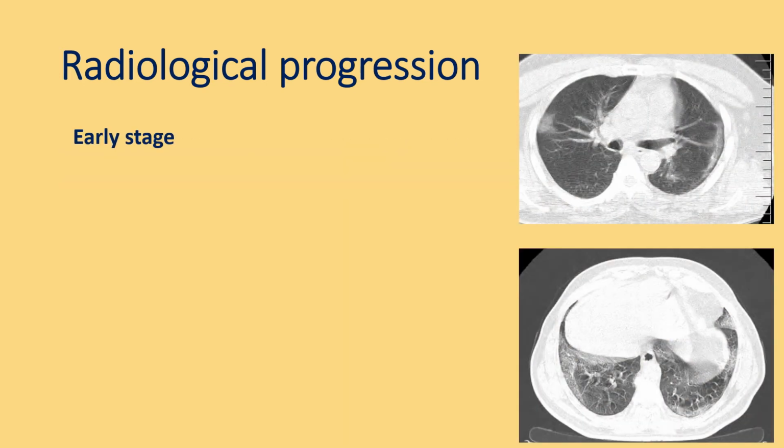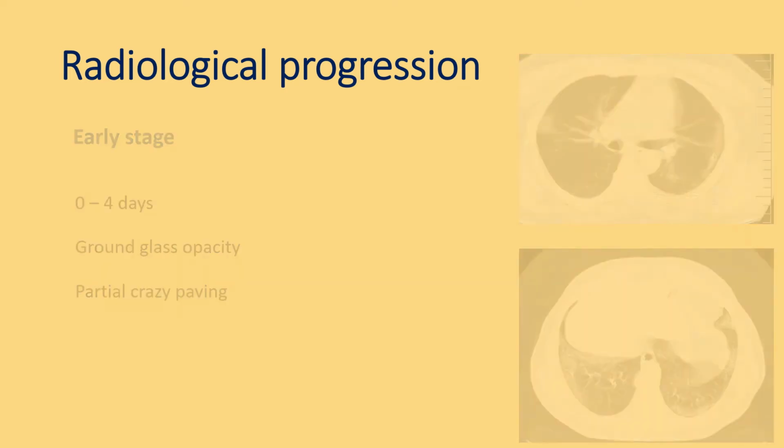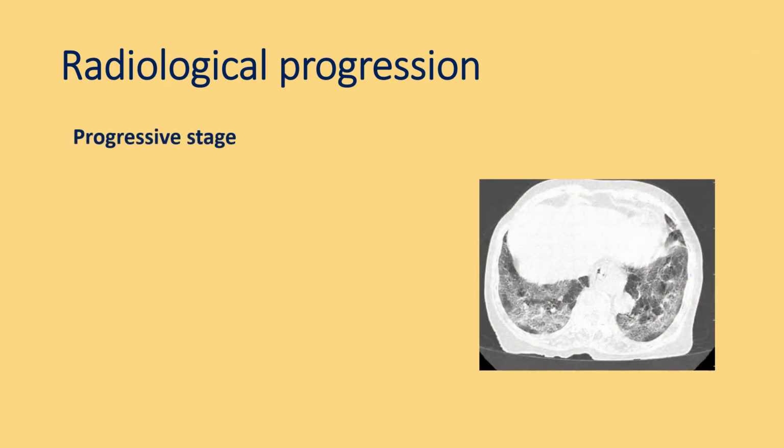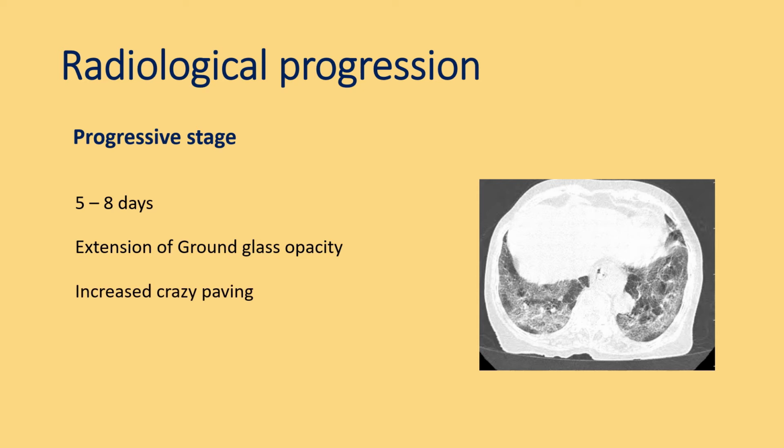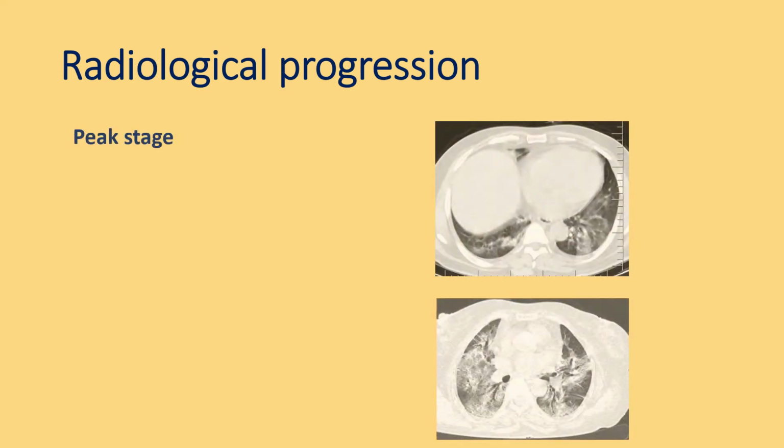In the early stages of disease, from 0 to 4 days, ground glass opacities and partial crazy paving are the most common findings. In the second stage, which is the progressive stage between 5 to 8 days, there is extension of ground glass opacity and increased crazy paving pattern. During the second week of illness, dense consolidations are known to occur.